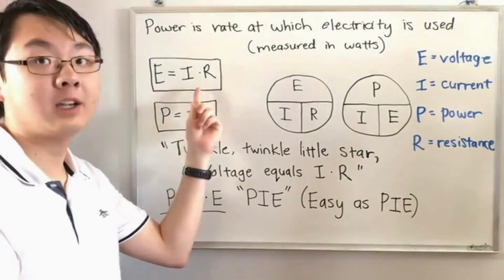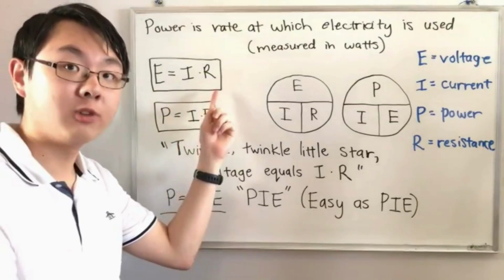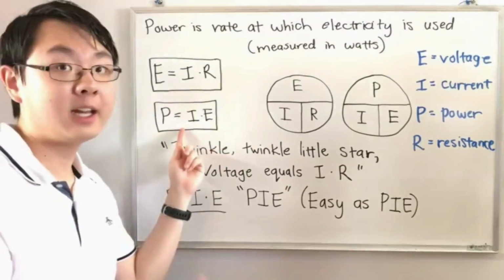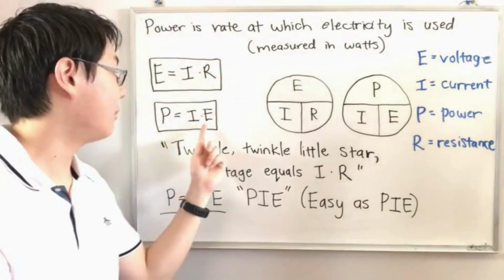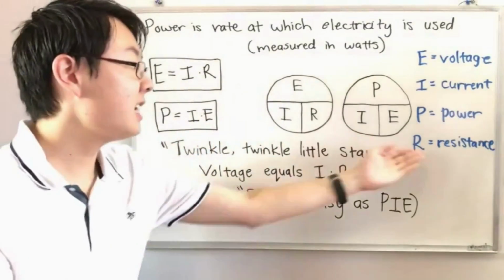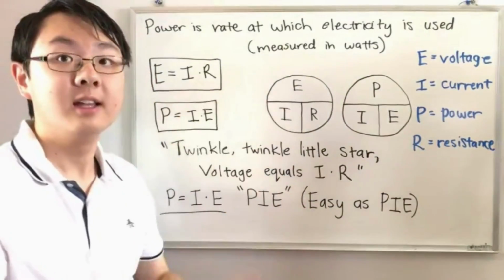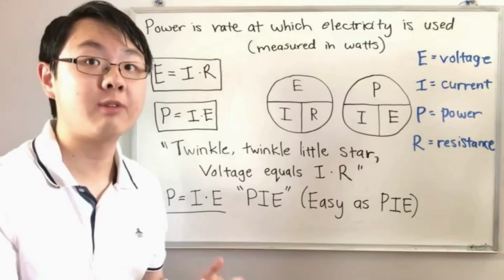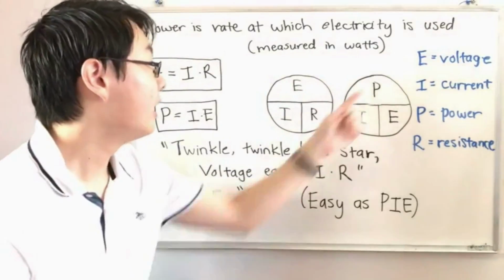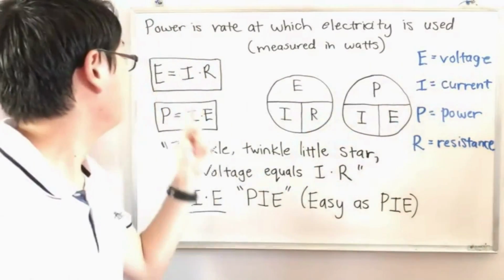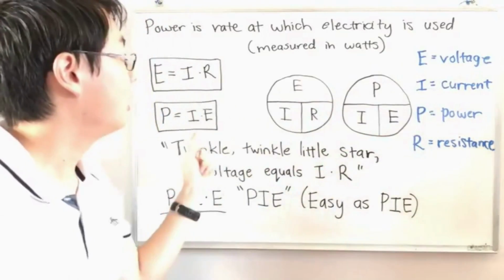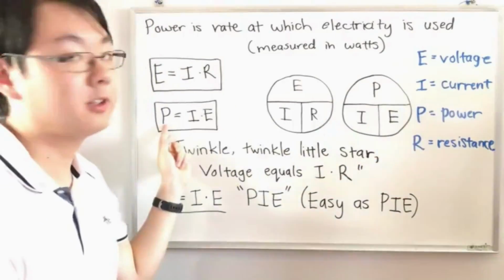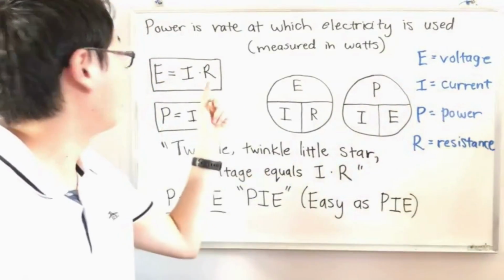E equals I times R, and this is known as Ohm's law. That's the first equation. And the second equation is P equals I times E. Okay, so I've written a key over here so we can know what these letters mean. This relates to the electricity lesson we've had over the past two lessons. E stands for voltage. I stands for current. P stands for power. We're about to learn what that means. And R stands for resistance.